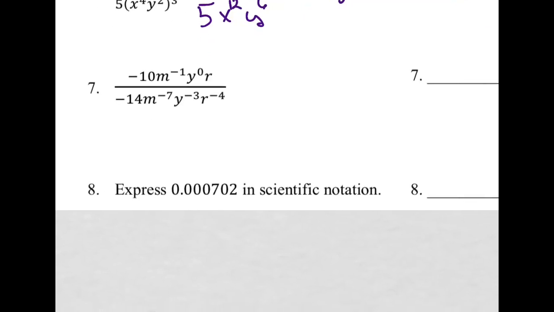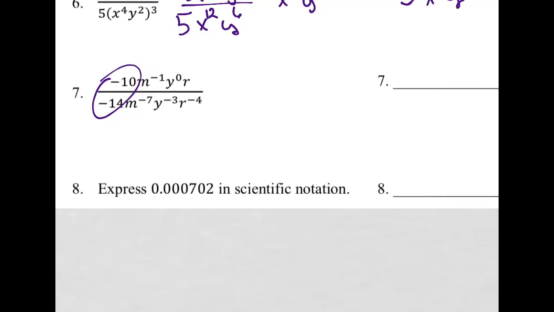Okay. Number 7, no power to a power to deal with. But looking at our -10 over -14, that's a part of our fraction that would reduce. -10 over -14 is going to reduce to 5/7, right? 2 in common would cancel out.